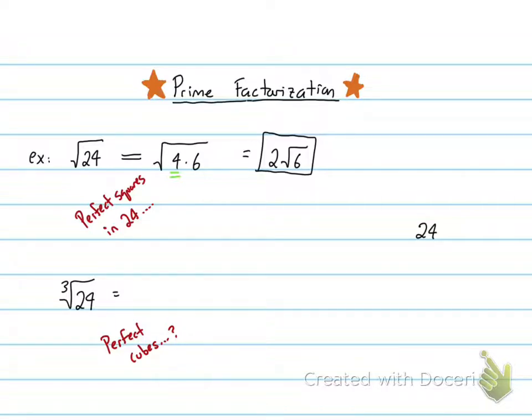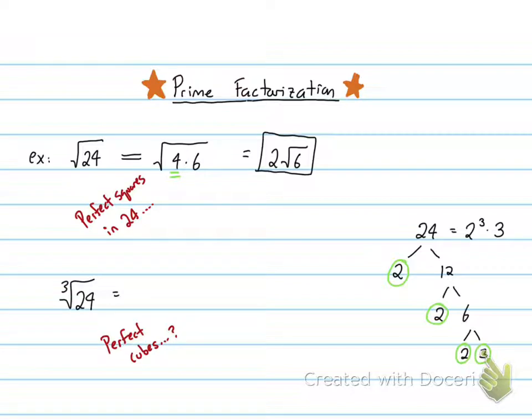So when I start here, I'll just start by doing 2 and 12. 2 is a prime number, so that branch to the left is going to stop. 12 can keep going. I'm going to split this into 2 and 6, and then 6 can keep going into 2 and 3. Now, here are all my prime numbers, and I'm done. So 24 can be rewritten as 2 cubed times 3. And what you'll notice is that now I see, okay, 2 cubed can pull out of 24 when I'm taking a cubic root.